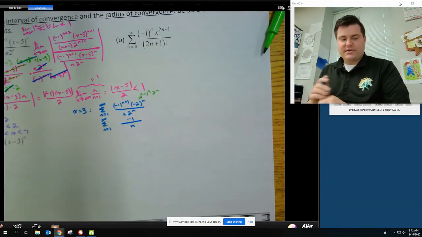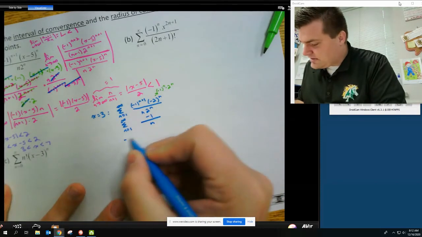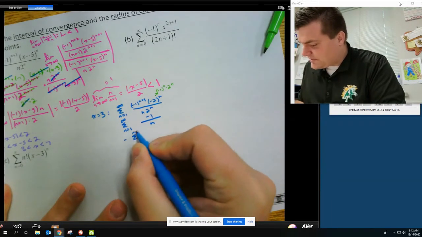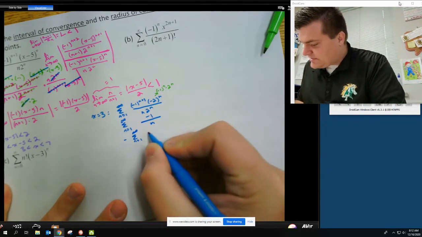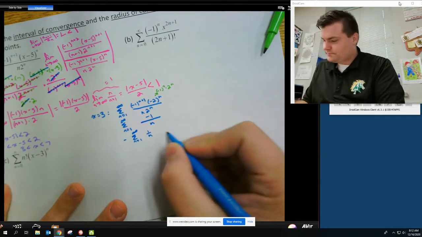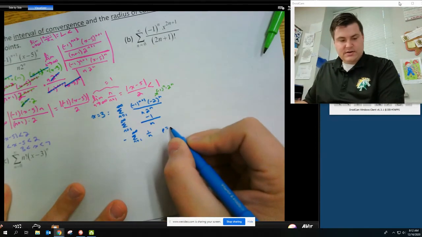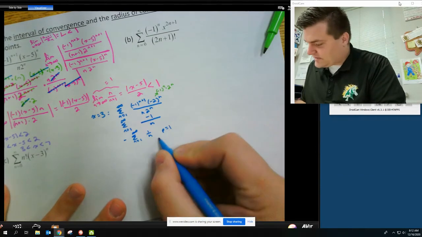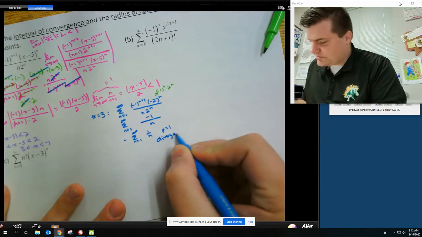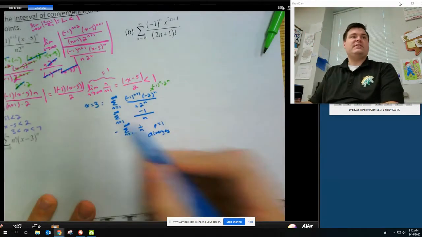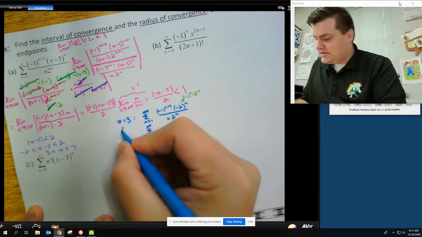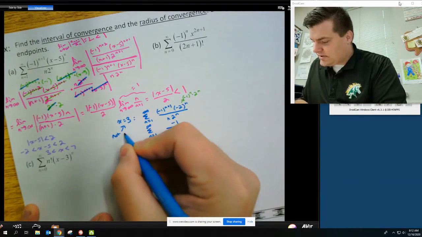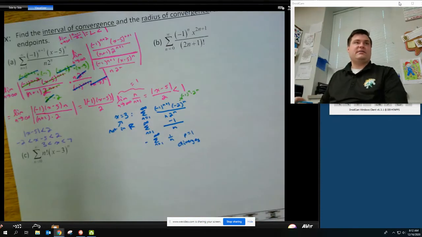Okay, so it's just reducing it from here down to here. And once we're here, take that negative out in front because that's really not that important to me. This is a p-series. I have p equal to 1. So this is going to be the harmonic series, and so this diverges. So at x equals 3, we diverge. So this is not in the radius of convergence.